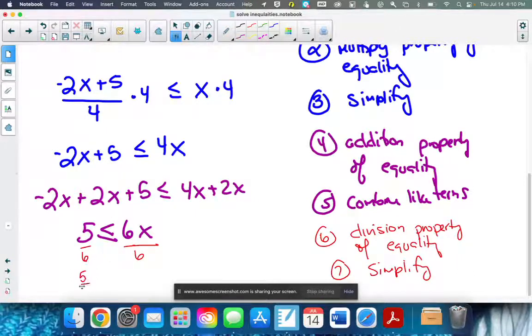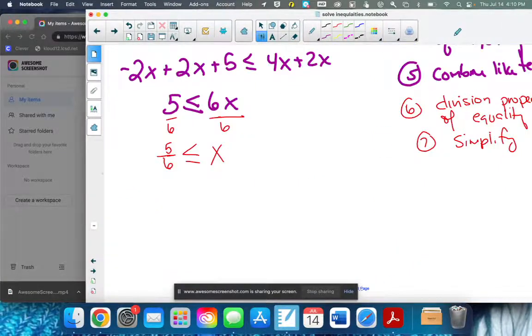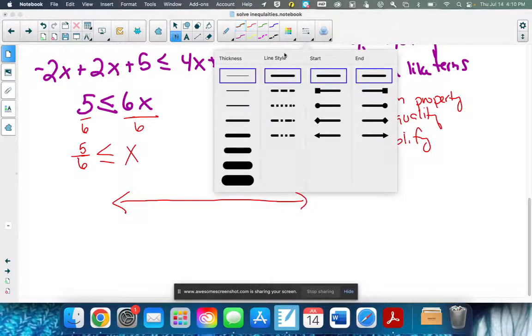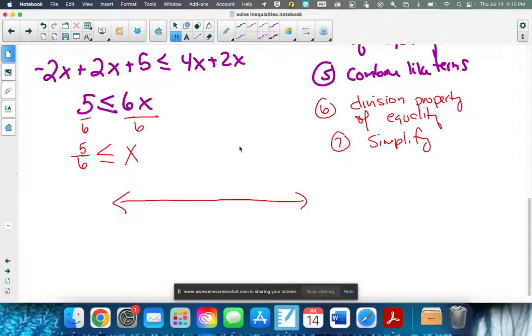All right, so 5 over 6. And again, if you want to make that into a decimal, go ahead. I don't because I know it's going to be a really yucky looking decimal. So I'm just going to leave that as 5 over 6. All right, and then we need to graph it. To graph it, again, we need to make a number line, put a few numbers on it so that we know which way this is going. 5 over 6, if you remember your fractions, is less than 1 but bigger than 0.